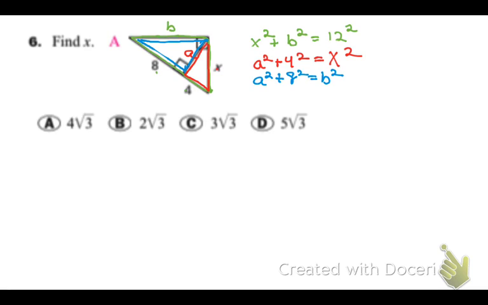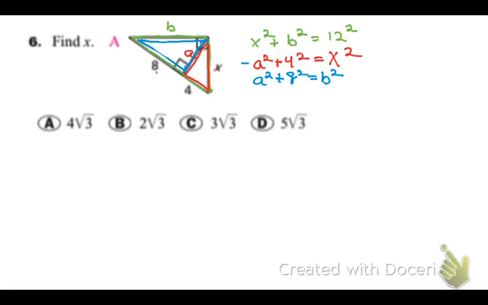Okay, the question is, what the heck do you do with this? So what we do is we have x squared plus b squared here, and then we have 144. So we have one equation, the red equation, that tells you what x squared is, and we have another equation that tells you what b squared is. So we need to put those together.